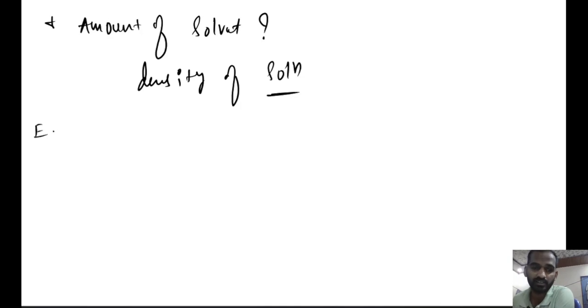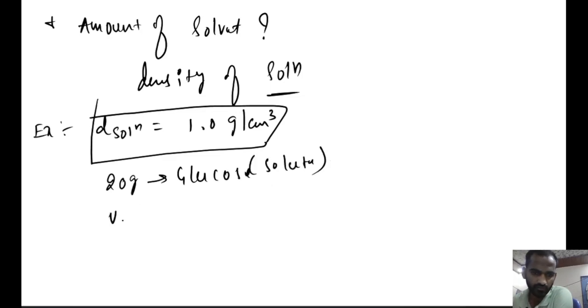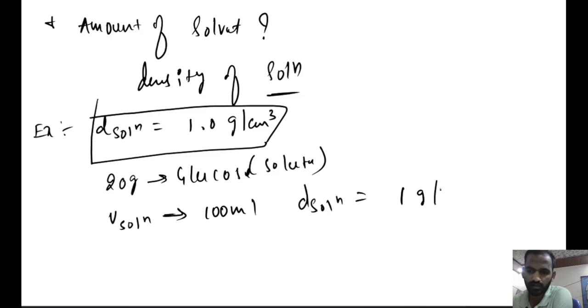For example, consider that the density of solution is given, like 1.0 gram per centimeter cube. Okay, so this is the density of solution given here. Now, 20 gram glucose is there, that is the solute. Next, volume of solution is how much? Volume of solution we know, that is 100 ml. Now density of solution is 1 gram per ml, you can also take centimeter cube.